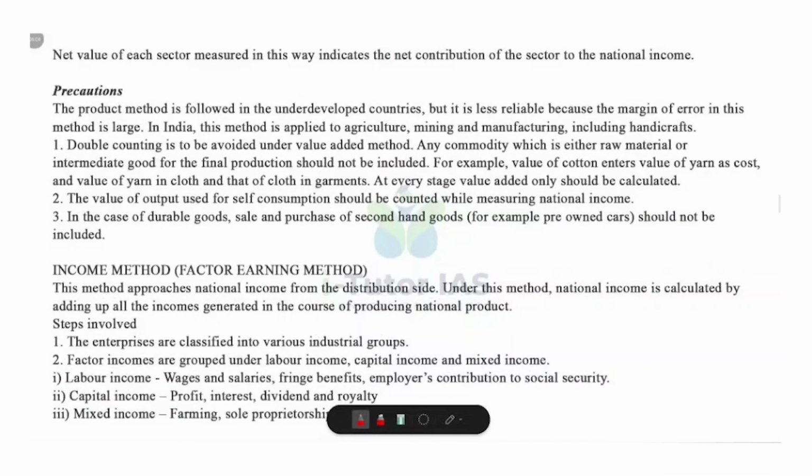Okay, so what are the precautions in the product method? We can look at the precautions. Only to avoid double counting, we can use the product method. Only the final product or value added at each stage should be counted. For example, cotton, yarn, cloth, garments, etc. are not counted. So count only the value added at each stage and not the total value again. Otherwise, the same cotton is counted multiple times. So we are taking only the value added at each stage and not the total value.